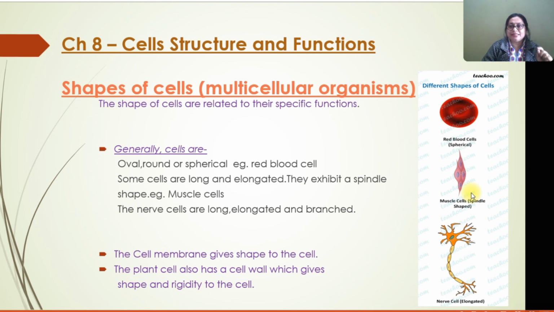Now each cell is covered by a cell membrane. The cell membrane gives shape to the cell. In addition, plant cells also have a cell wall which gives shape as well as rigidity to the cell.